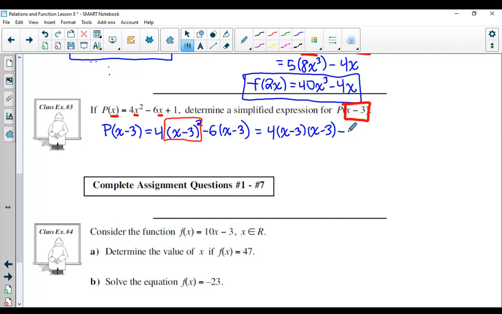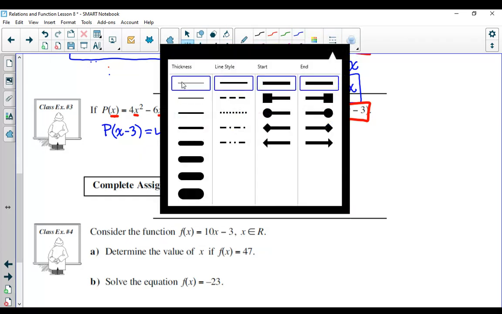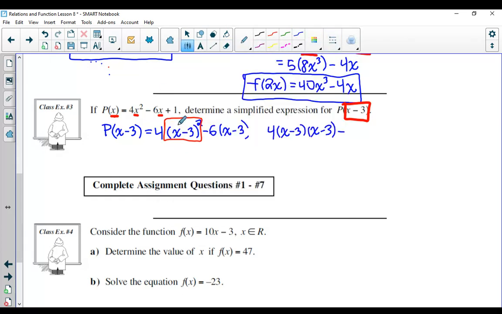Oh, I forgot the 1 here. Whoops. Yeah, there's this 1 at the end. So let's add that in here. So it's 4 times (x minus 3) squared minus 6 times (x minus 3) plus 1. That's going to be equal to 4 times (x minus 3)(x minus 3) minus 6 times (x minus 3) plus 1. So the first thing I'm going to do here is FOIL this binomial.